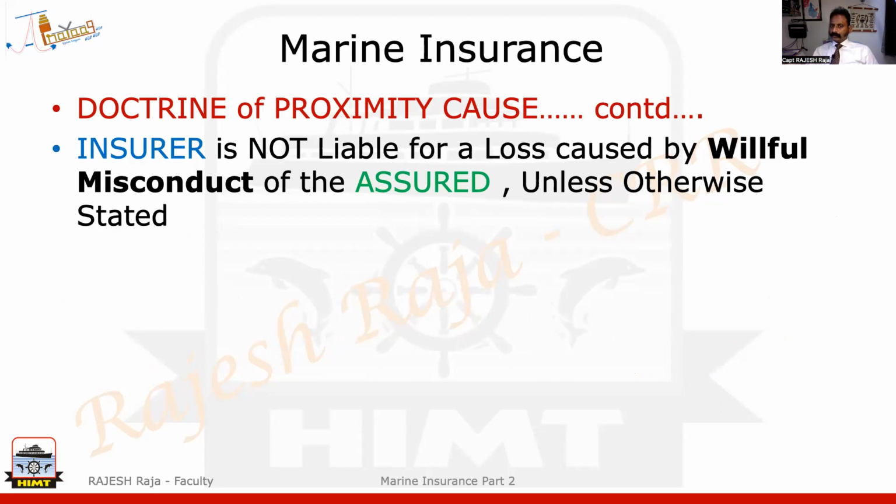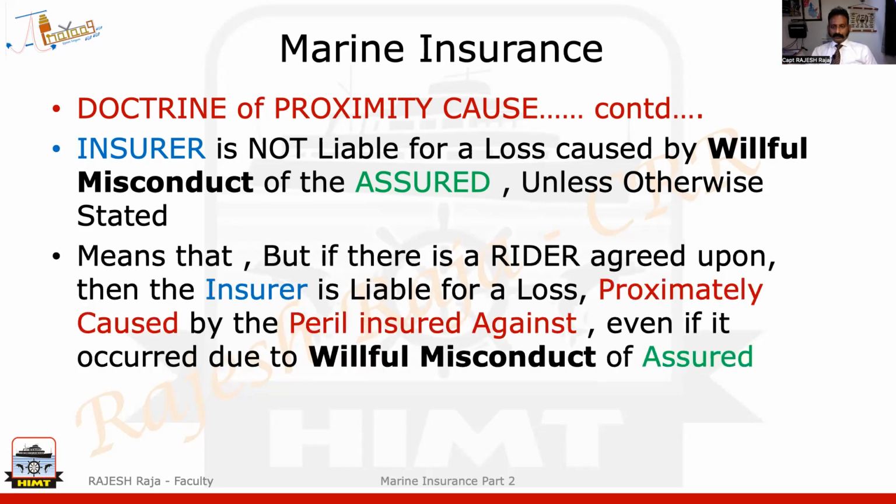The insurer is not liable for loss caused by willful misconduct of the assured. I'm going to tell you what is willful misconduct. But there's a small catch here. It says, unless otherwise stated. So normally, as an insurer, I'm not liable for any willful misconduct by my crew or officers. But if I say unless otherwise stated, that means I can add a rider and agree with the owner and the insurance company. If I put a rider as a ship owner, then the insurer is liable for the loss.